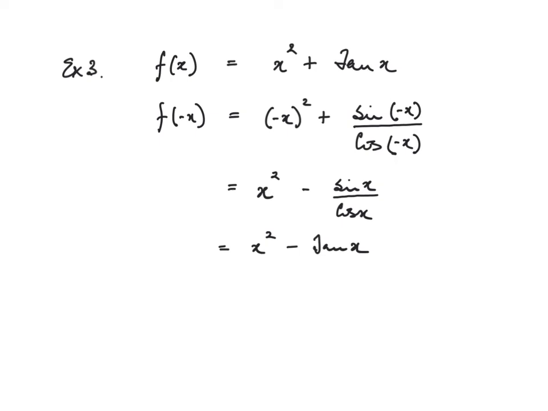Now, see, these are not the same as the original. So it's not an even function. If we were to multiply the original by minus 1, we would get minus x squared minus tan x. Now the minus tan x is fine, but we don't have a minus here. So what that means is that the function is not odd. And what we conclude then is that the function is neither odd nor even.